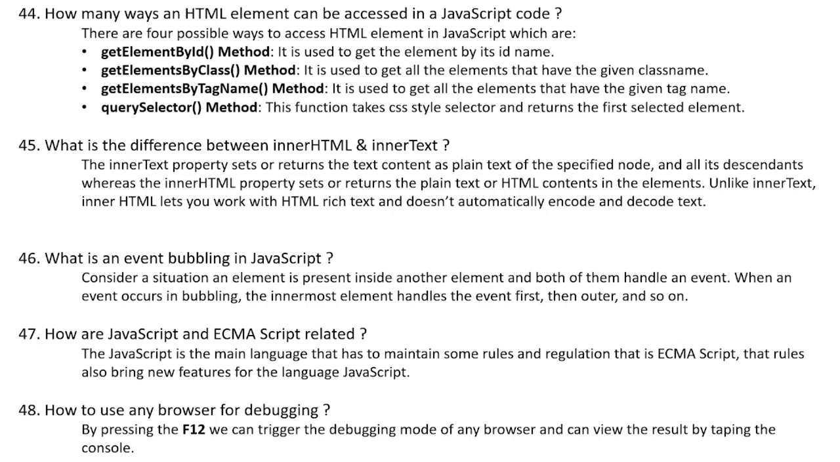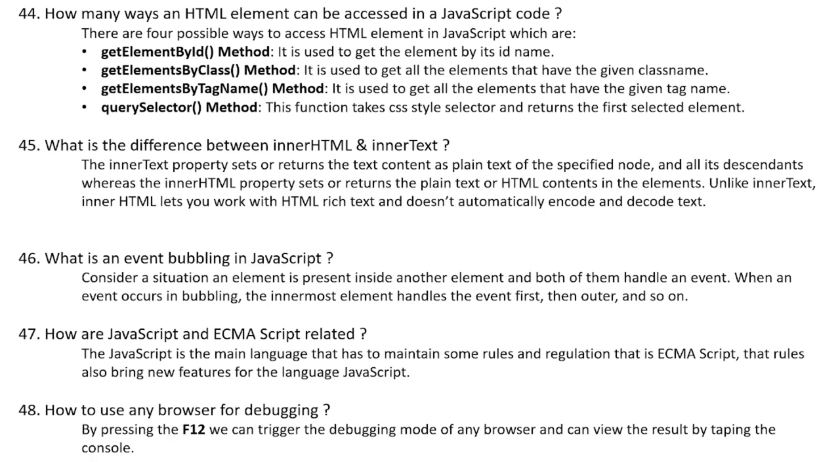Question 45. What is the difference between innerHTML and innerText? Answer. The innerText property sets or returns the text content as plain text of the specified node and all its descendants, whereas the innerHTML property sets or returns the plain text or HTML contents in the elements. Unlike innerText, innerHTML lets you work with HTML-rich text and doesn't automatically encode and decode text.